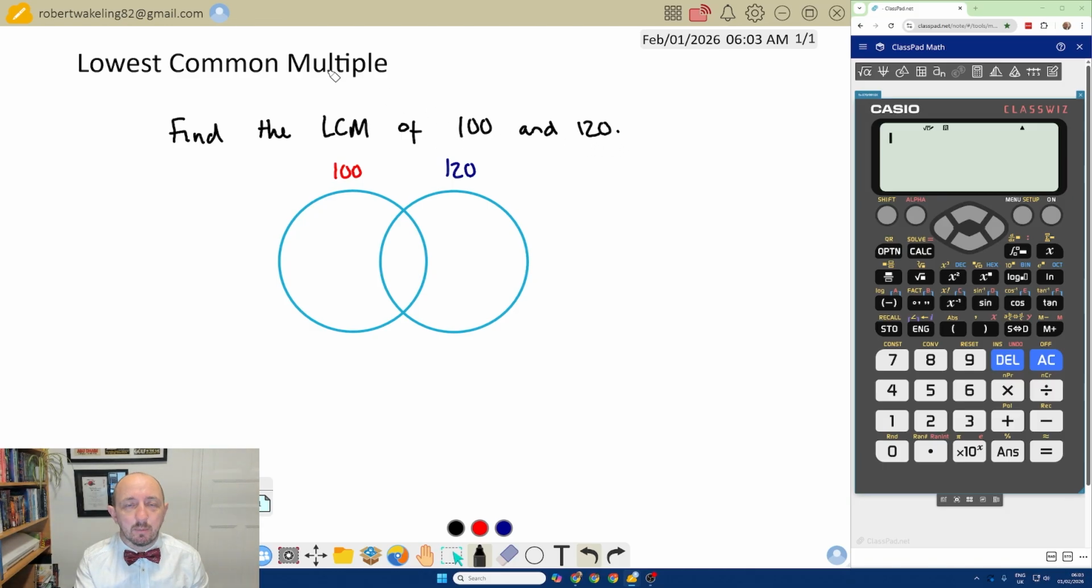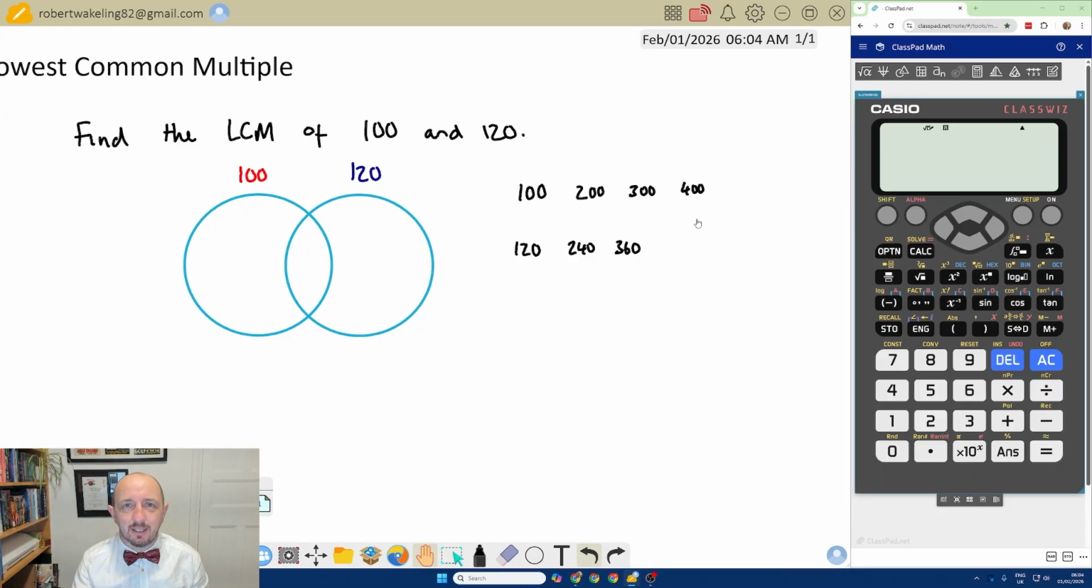So the multiple is essentially going up in the times table. So if I go up in the times table of 100 and 120, like this, eventually I will hit a number that is in both. Okay, I haven't yet, so I have to keep going. 500, 600, 700, and here 480, 600, 720. Oh, we've actually hit one.